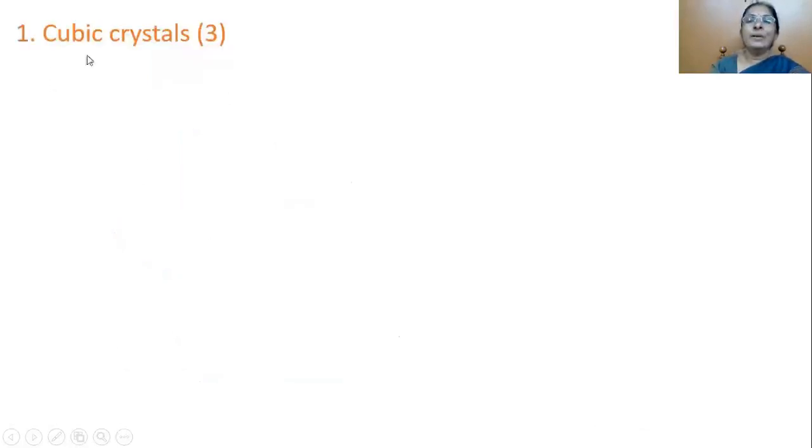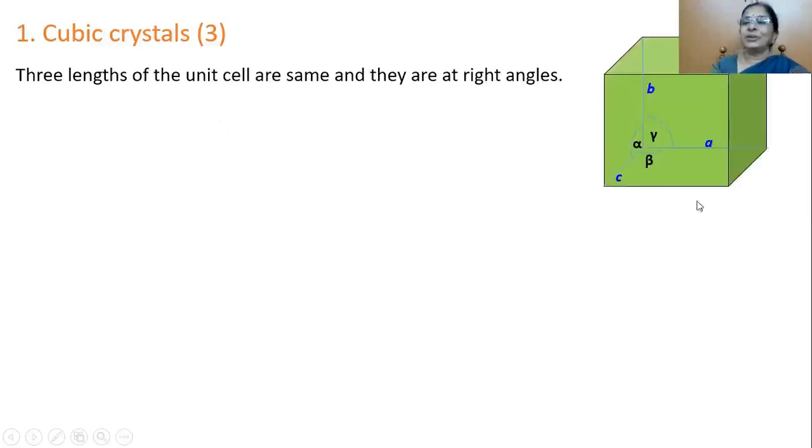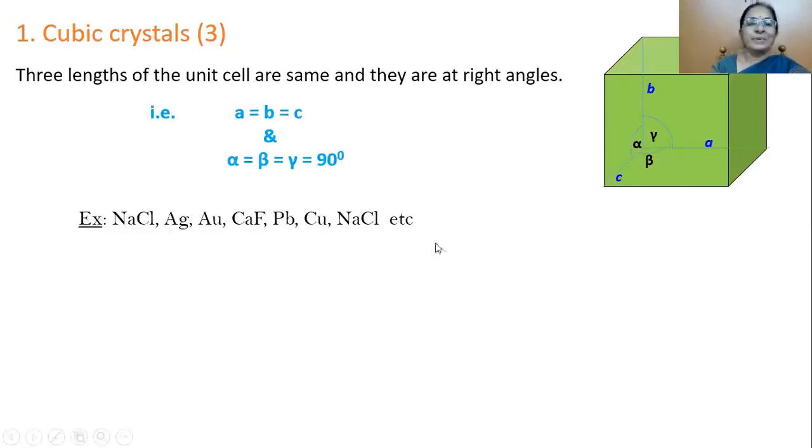First one, cubic crystals. There are 3 types of space lattices. The 3 lengths of the unit cell are the same and they are at right angles to form the cubic crystal. So this is the cube, a 3-dimensional figure. If you take the length, the breadth and the thickness along the 3 axes, if A, B, C are equal to each other and the interfacial angles alpha equal to beta equal to gamma, then that structure forms a simple cubic crystal. Some examples are given here.